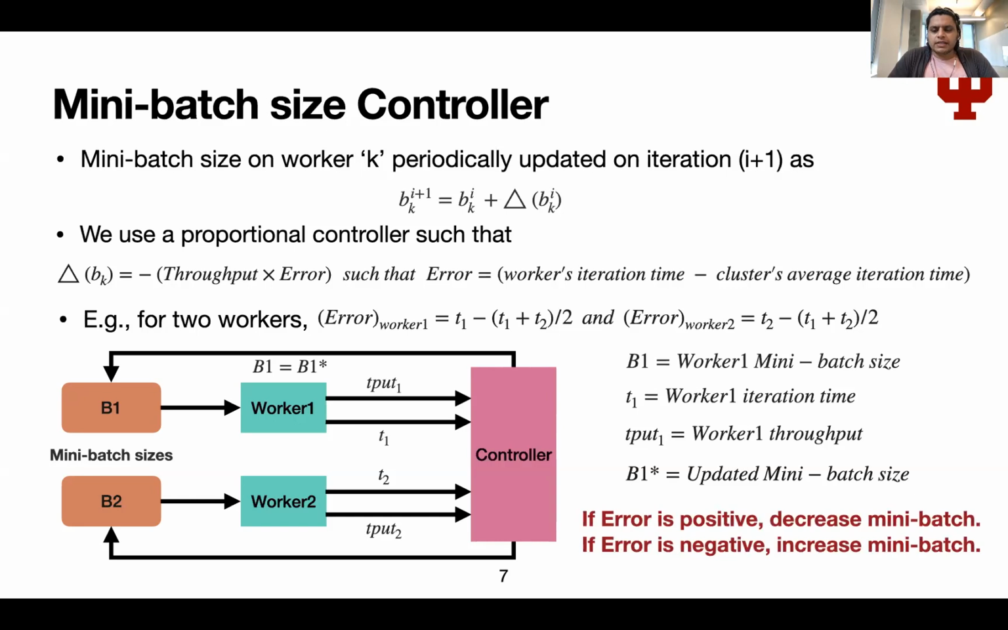If the error is positive, you decrease the mini batch size, because a positive error means the worker is having a hard time processing that given mini batch size, so you decrease it. And if the error is negative, it means it's able to compute in a lot less time compared to the rest of the cluster, which is the average of the iteration times. So hence you should increase the mini batch.